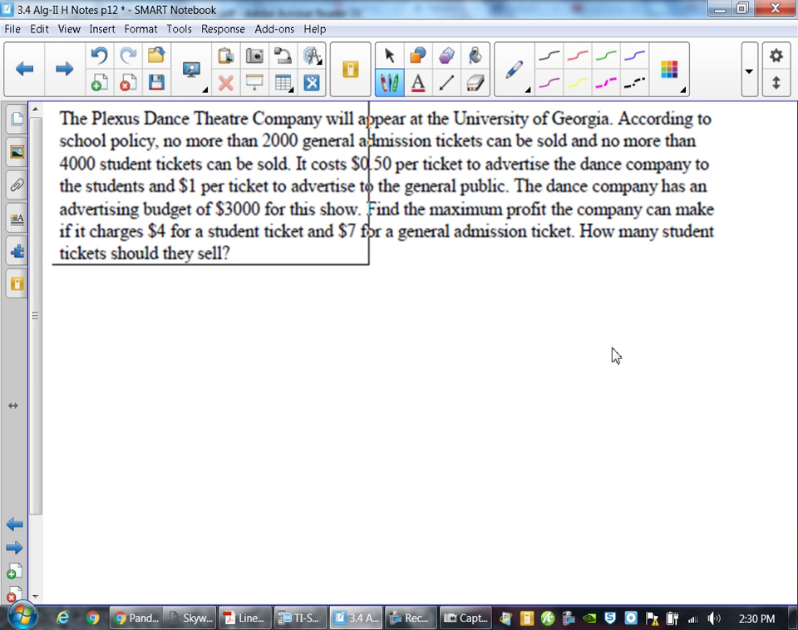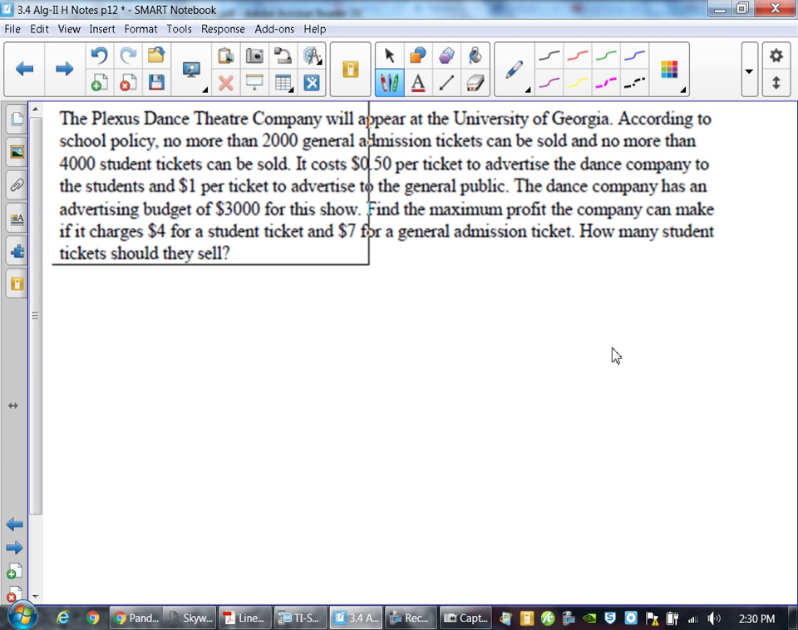So, if we go to the next one. The Dance Theater Company appears at the University of Georgia. According to school policy, no more than 2,000 general admission tickets can be sold, and no more than 4,000 student tickets can be sold. It costs 50 cents a ticket to advertise to students and $1 to advertise to the general public. The company has an advertising budget of $3,000. Find the maximum profit the company can make if they charge $4 a student and $7 a general admission ticket. And then obviously it goes into the next part where it's how many tickets should they sell.